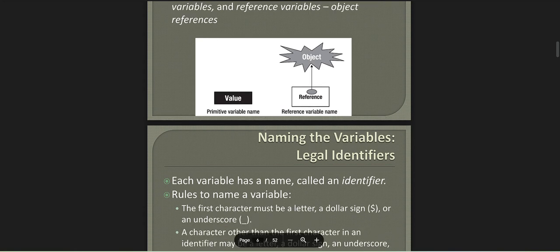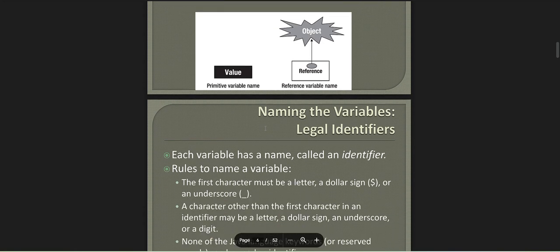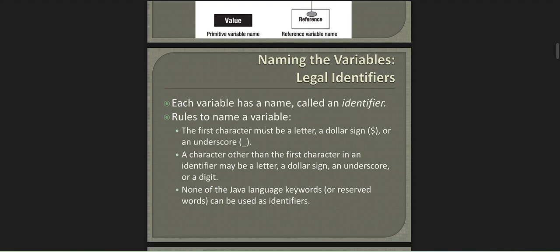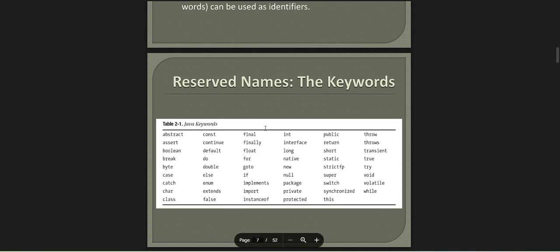Each variable has a name and identifier rules. To name a variable, the first character must be a letter, a dollar sign, or an underscore. A character other than the first character in an identifier may be a letter, dollar sign, underscore, or a digit. None of the Java language keywords or reserved words can be used as an identifier.